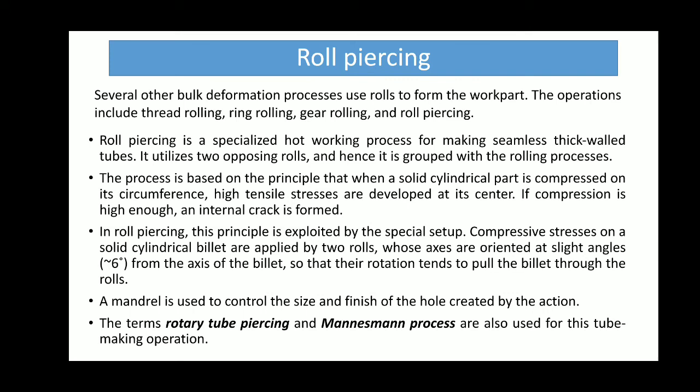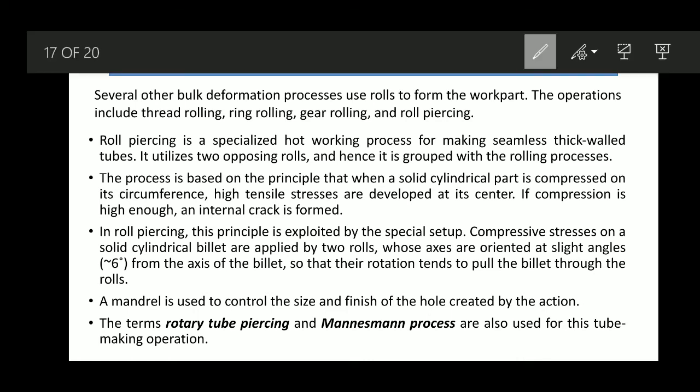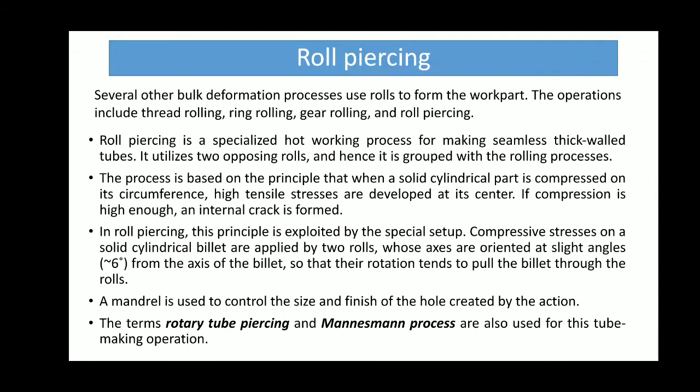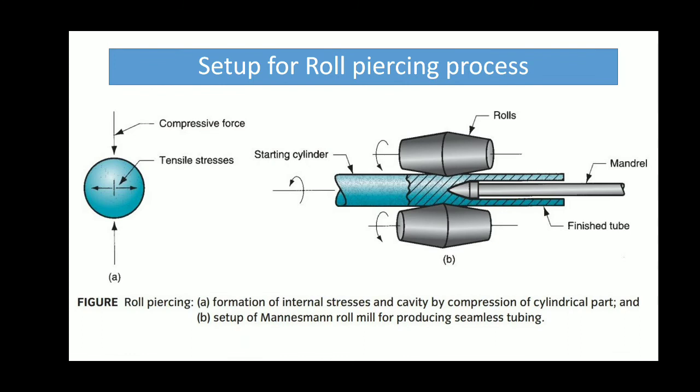So what is this roll piercing process? Roll piercing is a specialist type of hot working process for making seamless thick wall tubes. That is important: these are seamless thick wall tubes. Once again it utilizes two opposing rolls, so we can group it under rolling processes. What is the principle involved? The process is based on the principle that when a solid cylindrical part is compressed on its circumference, very high tensile stresses are developed at the center. If the compression is high enough, an internal crack is formed. So now that is the thing.